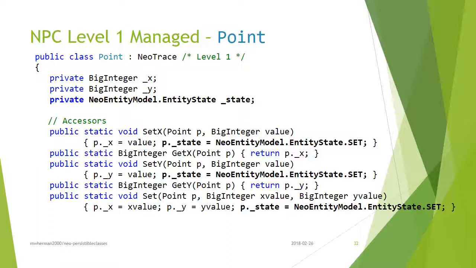Level 1, we're looking at a reference implementation for a point that has an X and a Y coordinate. So we make all of the fields private, and we have a convention of putting underscores in front of their name. There you can see the underscore state system field. And here you can see the accessors, the set X, the set Y, and the set that takes an X and a Y.